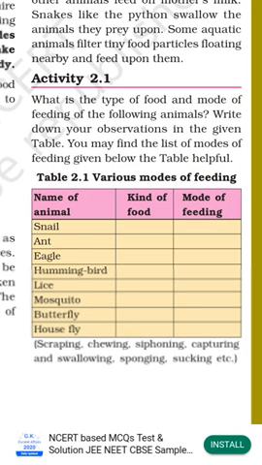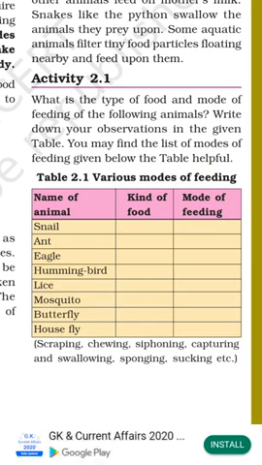So you can fill this box in which you will have to write about the kind of food they eat and the mode of feeding. How do they take the food?